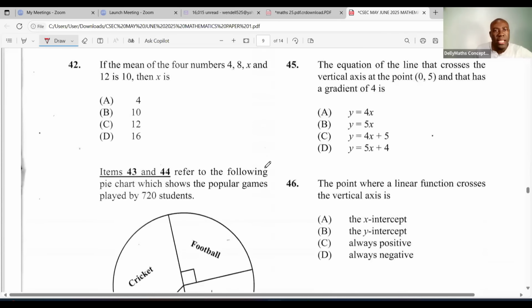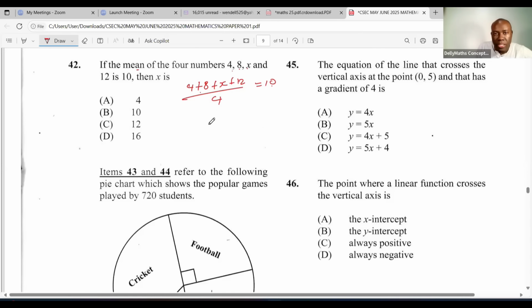So it says if the mean of 4 numbers is this, then what is x? Watch this. So we're saying 4 plus this, plus this, plus this. When you divide it by 4, you get 10. That means the aggregate is what? 40, right? Because when you add up everything, it's going to be 40.